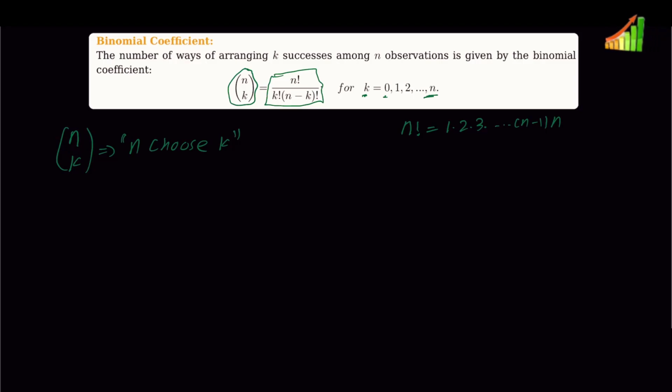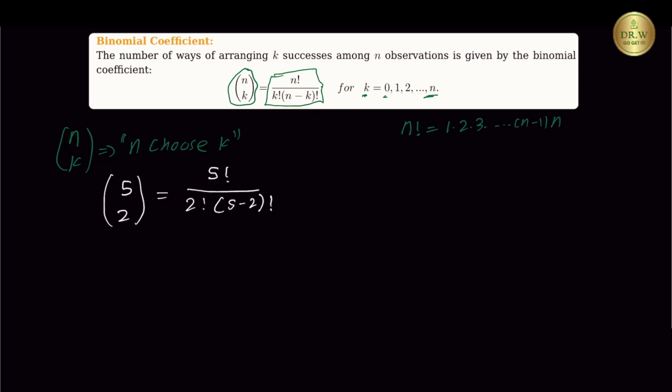First one, I say 5 choose 2. How do we calculate this one? According to the formula, factorial 5, over factorial 2 and 5 minus 2 factorial. Then what is the factorial 5? Factorial 5 is 1 times 2 times 3 times 4 times 5. You can multiply 5 times 4, 20, 20 times 3, 60, 60 times 2, 120.